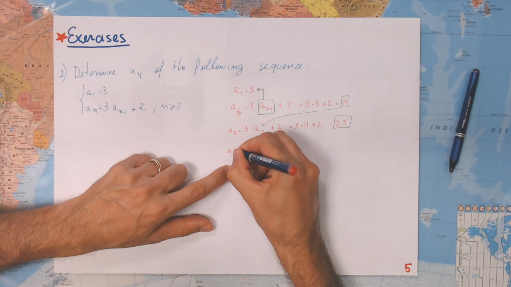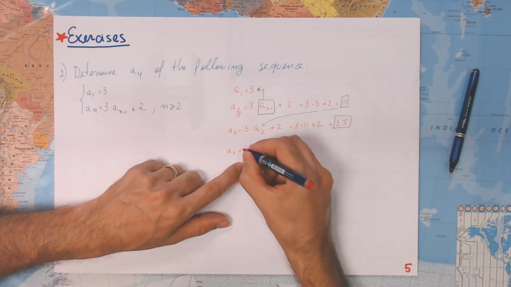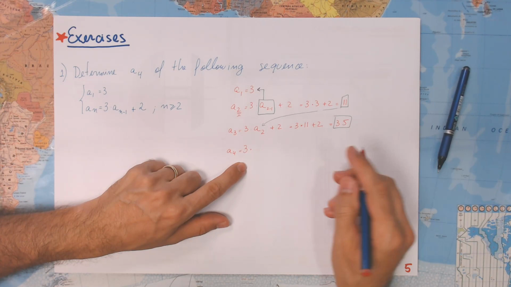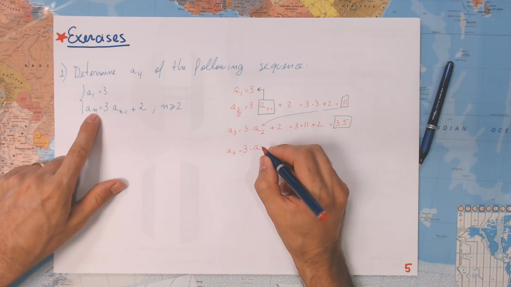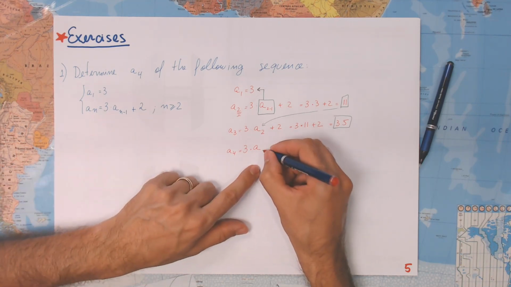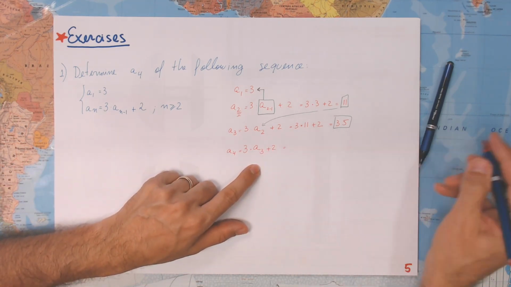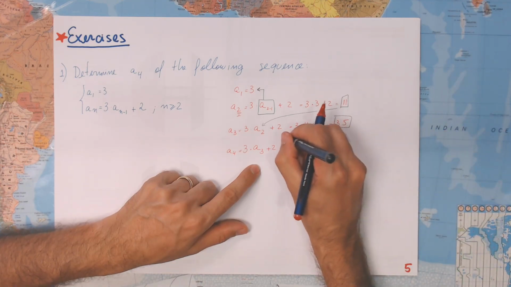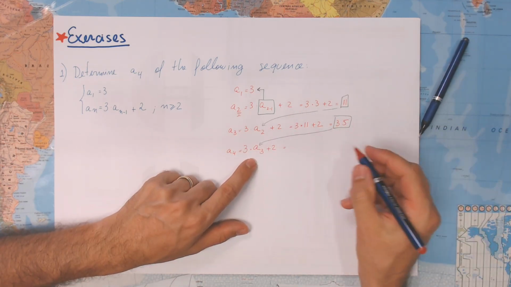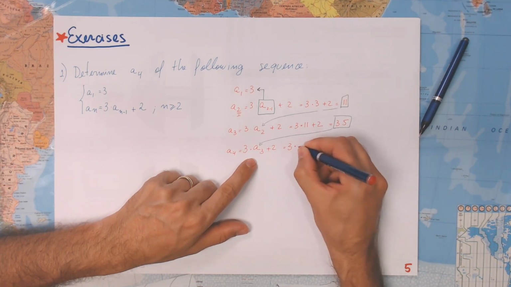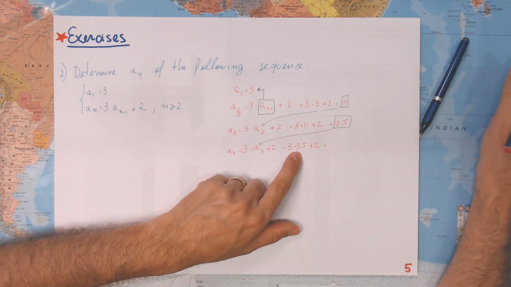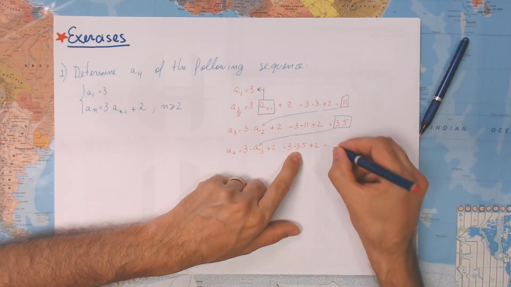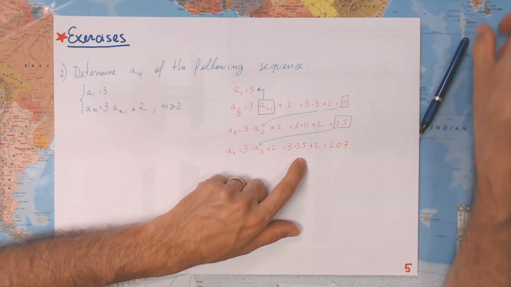Then we can go to a4. A4 is going to be what? 3 times a, fourth term, n equals 4, 4 minus 1, 3. a3 plus 2. But we know that a3 is 35. Therefore, 3 times 35 plus 2. Well, 2 times 35 is 70. 70 with 35 is 105. 105 with 2, 107.